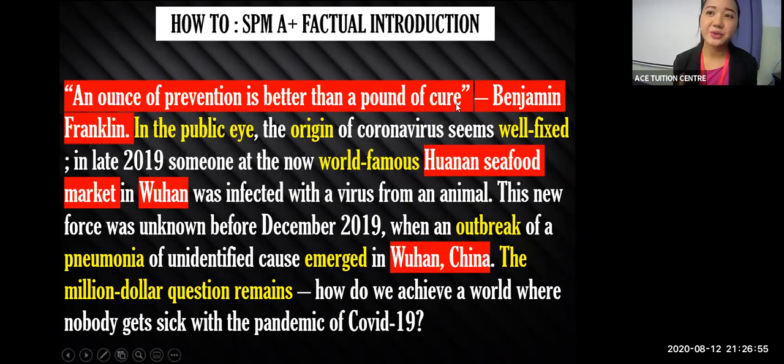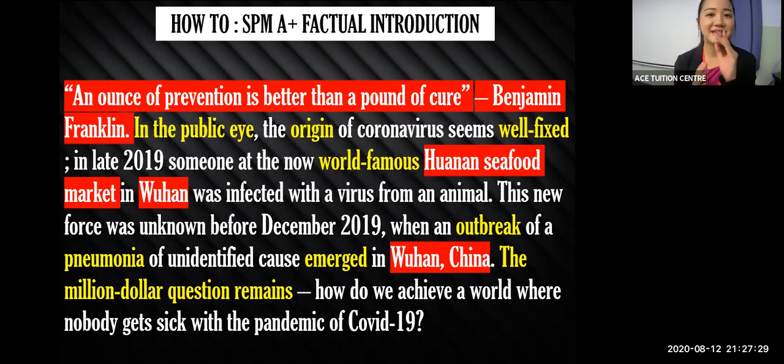And as you've correctly guessed, yes, we do need good vocabularies, but you don't have to use extremely bombastic vocabularies to catch the eye, catch the attention of your teacher. Because if your teacher doesn't even know what is the meaning of supercalifragilisticexpialidocious, there's no point in using bombastic vocabularies. So we just use a few ones. In the public eye, origin, well fixed, world famous, outbreak, pneumonia, emerge, the $1 million question remains. These are considered professional vocabularies.